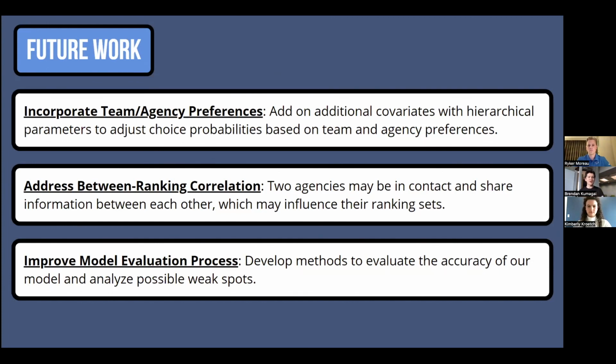We believe that this rank-ordered logic model provides an excellent foundation to predict the NHL draft, but there's still a lot of areas that we feel like we can improve upon with this work, such as incorporating a covariance structure to account for team needs and team and agency tendencies, addressing the correlation between ranking sets by partnering agencies such as, say, TSN's Bob McKenzie and Craig Button, sharing draft notes and potentially influencing each other's rankings, and also conducting deeper model evaluation techniques to find the weaknesses in our model and improve upon it.